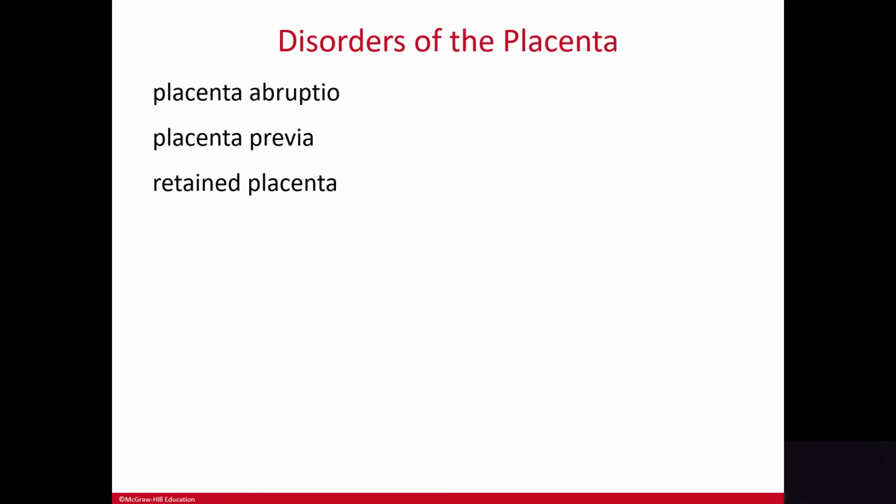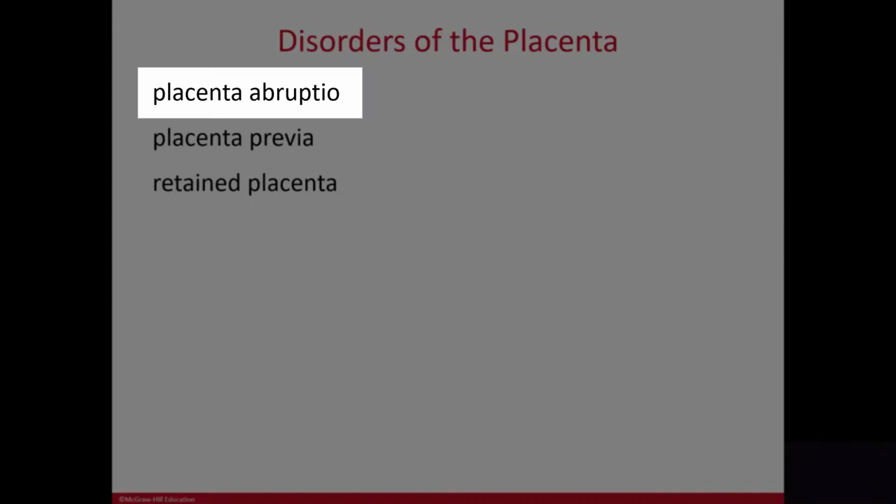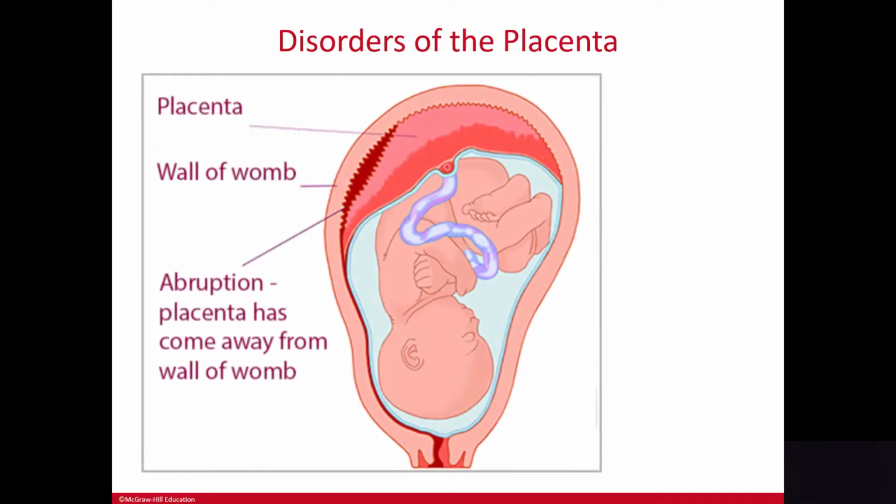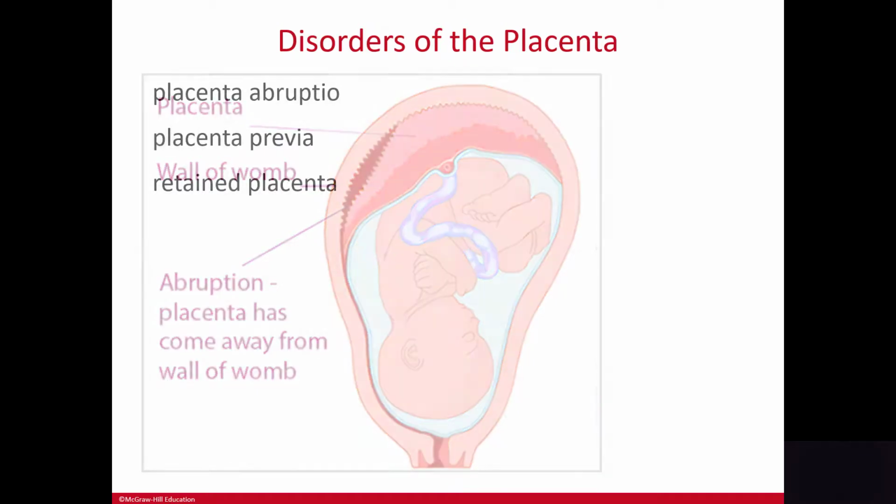All right, let's talk about some possible placental disorders. Placenta abruptio, or abruptio placenta, sometimes called placental abruption, occurs when the placenta pulls away from the wall of the uterus before delivery of the baby. This cuts off the oxygen supply to the baby, and fetal distress will occur very quickly. This is a true obstetrical emergency and requires C-section to deliver the baby as soon as possible.